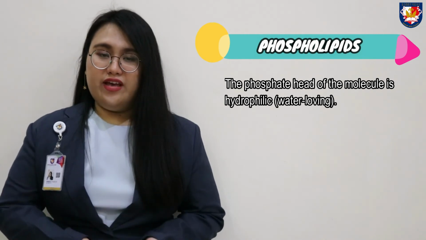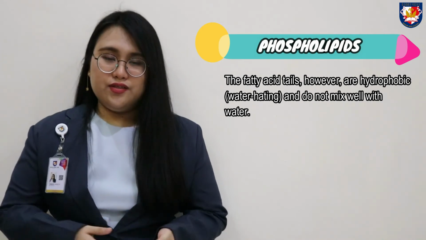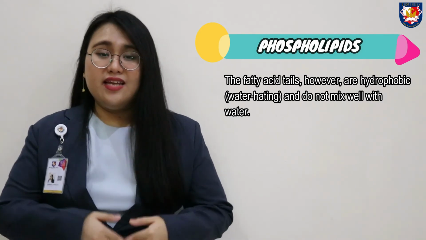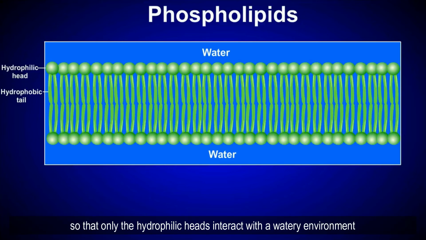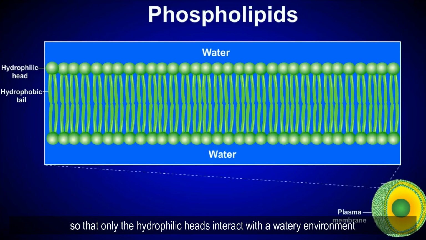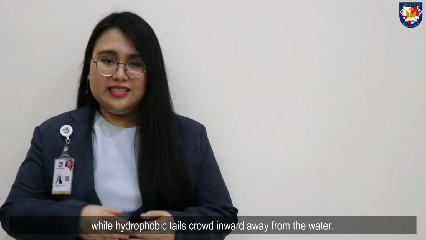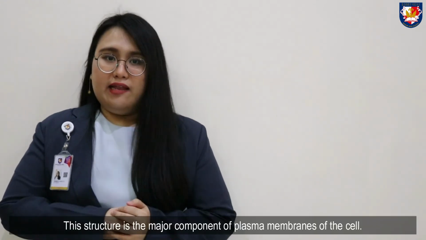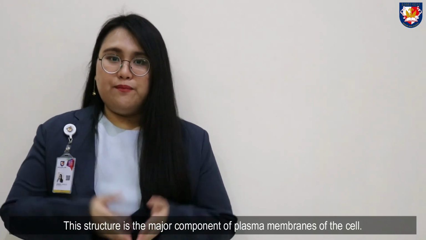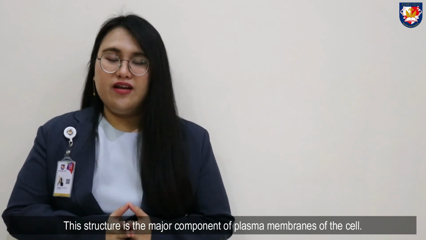The phosphate head of the molecule is hydrophilic, or water-loving, which means that it mixes well with water, while the fatty acid tails are hydrophobic, which means that they do not mix well with water. Because of these unique properties, phospholipids tend to arrange themselves so that the phosphate heads only interact with water, while the fatty acid tails curl inwards away from the water molecules. Phospholipids are an important component of the plasma membrane of cells.